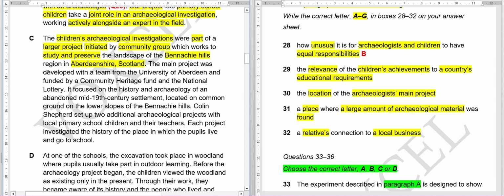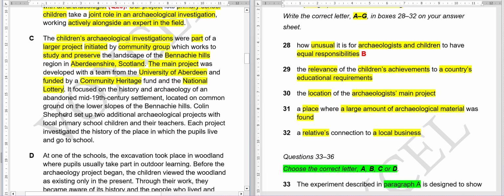The main project was developed by a team from the University of Aberdeen and funded by a Community Heritage Fund and National Lottery. So the main project was developed by the team of University of Aberdeen. So the people from the university developed that particular project, and the funds came from Community Heritage Fund and National Lottery. So these two organizations or bodies provided money to the people from University of Aberdeen. Let me highlight them.